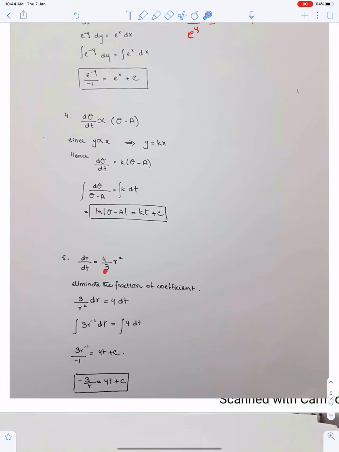By bringing 3 over here and r square on the left hand side, we have 3 upon r square, and by bringing dt on the right hand side, we have 4 times dt, and then you can easily integrate this.